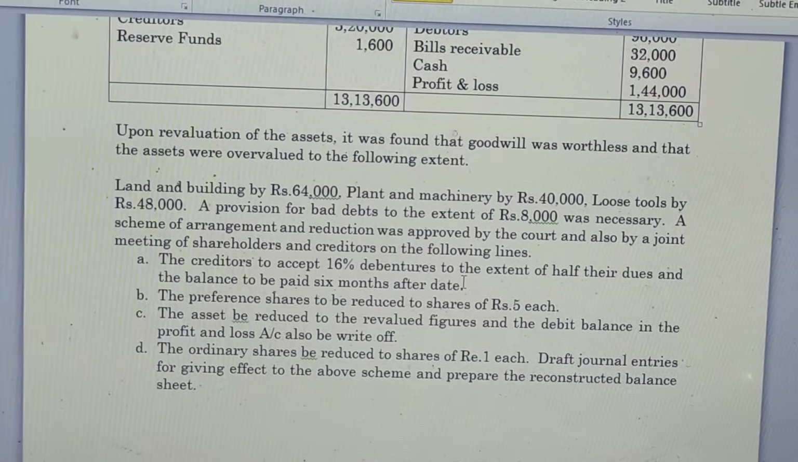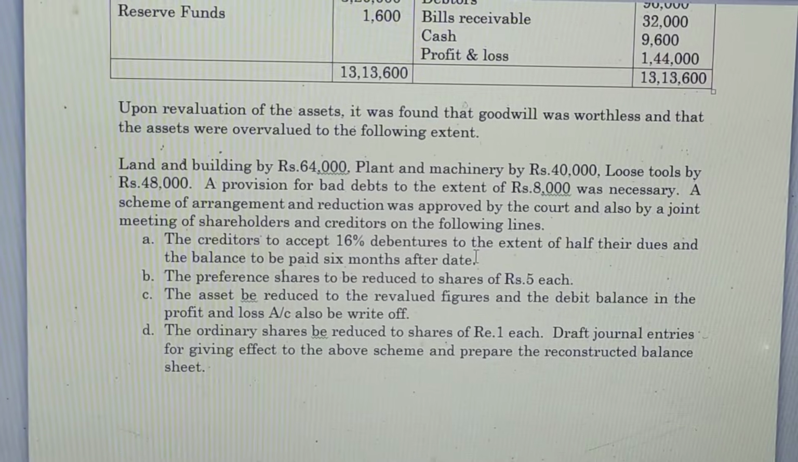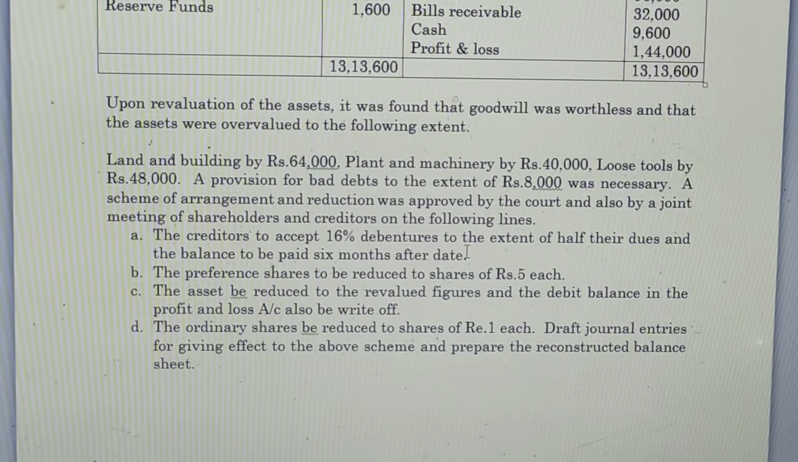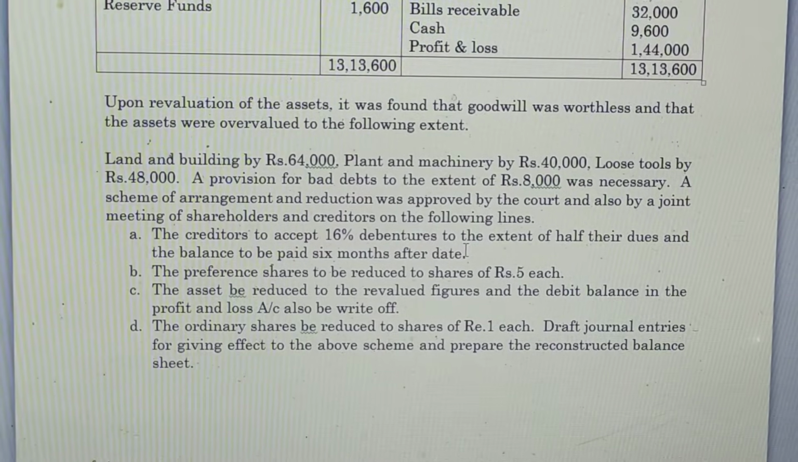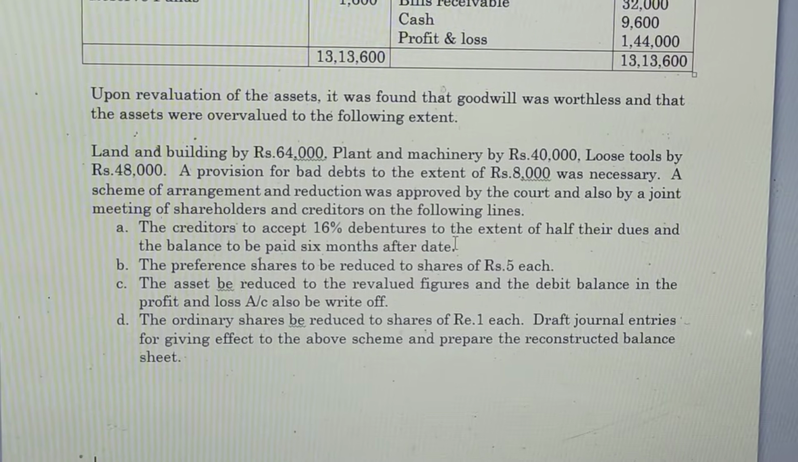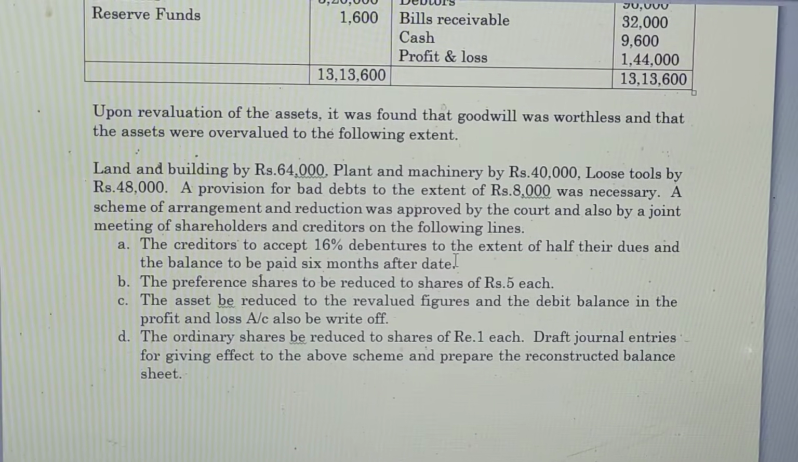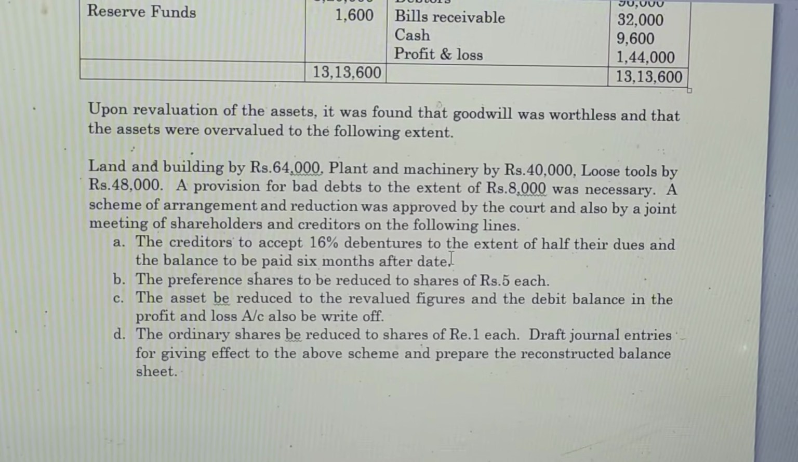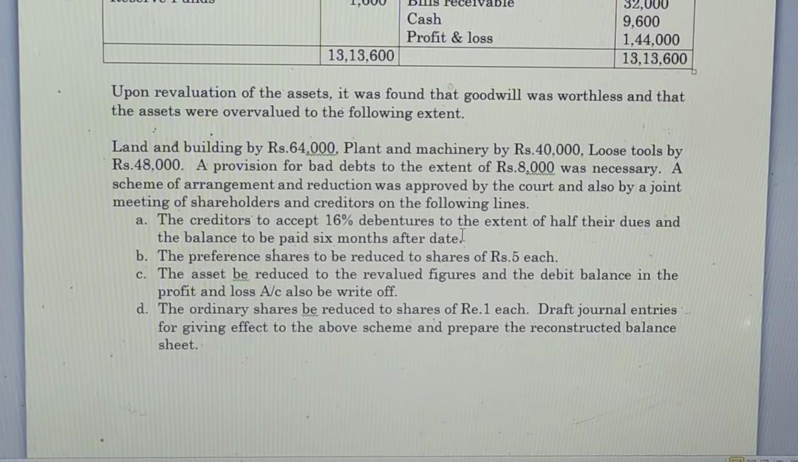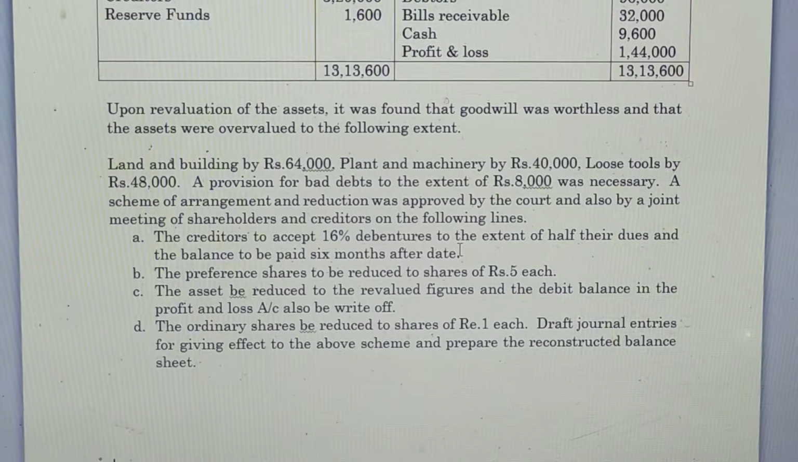Upon revaluation of the assets, it was found that goodwill was worthless and that the assets were overvalued to the following extent: land and buildings by rupees 64,000, plant and machinery by rupees 40,000, loose tools by rupees 48,000. A provision for bad debts to the extent of rupees 8,000 was necessary. A scheme of arrangement and reduction was approved by the court and also by a joint meeting of shareholders and creditors on the following lines. The creditors are to accept 16% debentures to the extent of half of their dues and the balance to be paid 6 months after date.